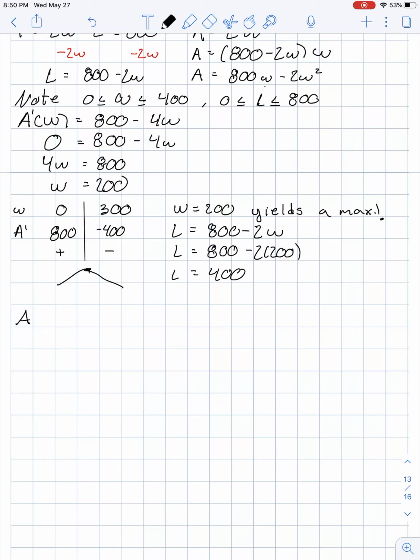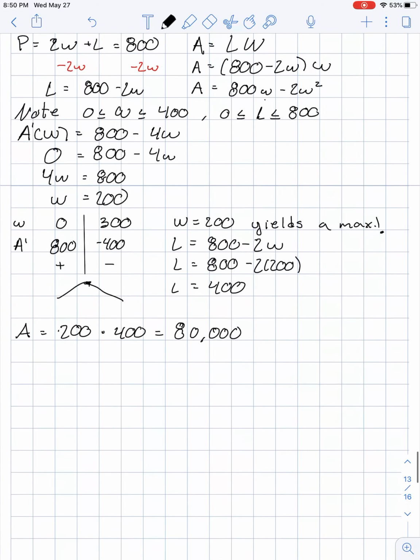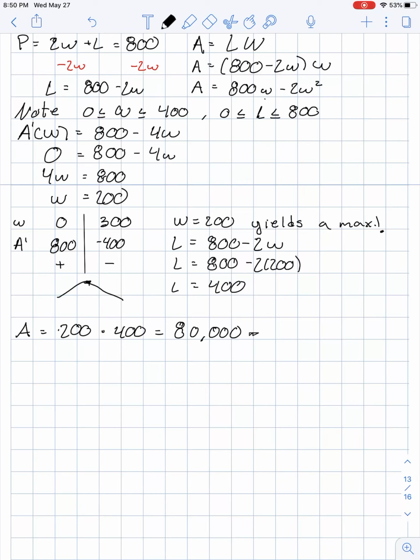So I need to plug back into area, length times width. So I can plug in 200 times 400, which gives me 2 times 4 is 8, and then there's 4 zeros. So 1, 2, 3, 4. So that is 80,000. I think we're given meters. Whoa. Oh. Why does it do that with my M's sometimes? Meters squared. Okay?